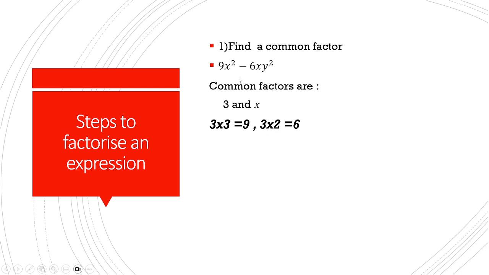Also, you can divide. When you divide 9 by 3, you get 3. When you divide 6 by 3, you get 2. This means that 3 fits in both of these terms. So how did we get x? Because in this term we have x, and here we also have x. x squared is x multiplied by x, so we have 2 x's here and 1 x here. So this means x is a mutual factor.